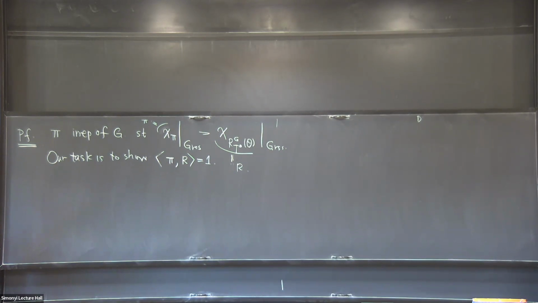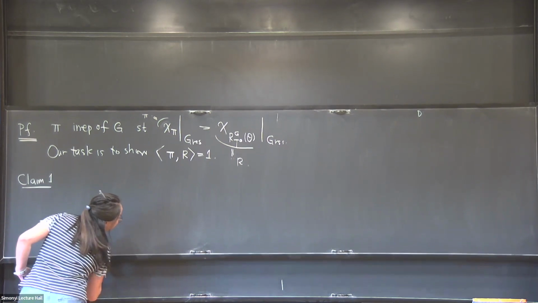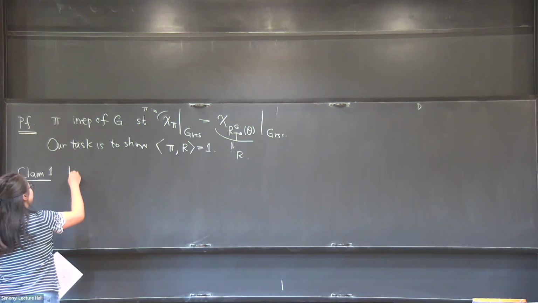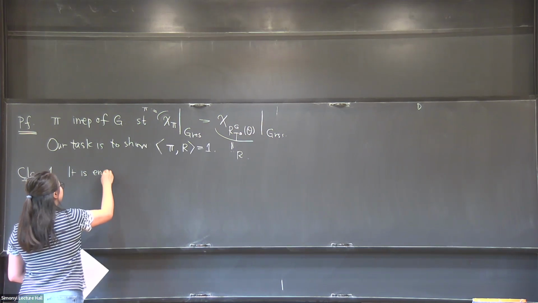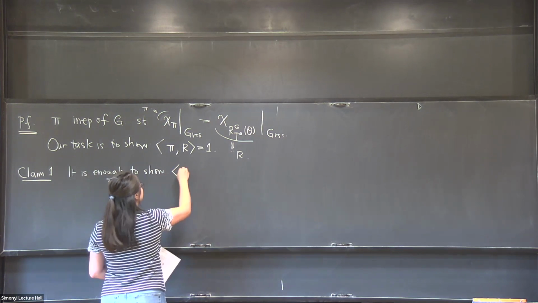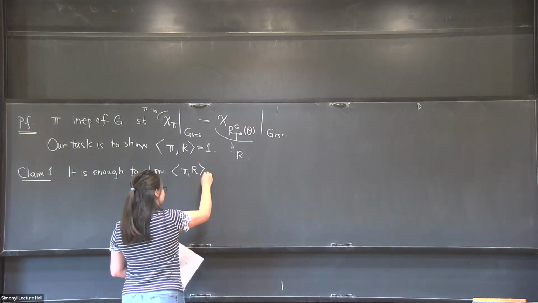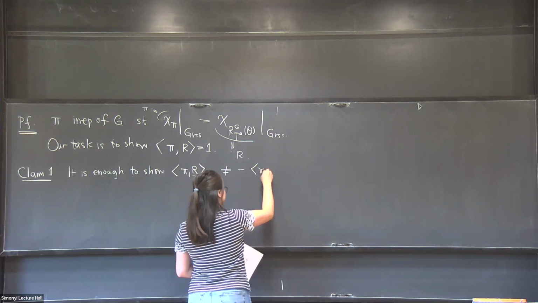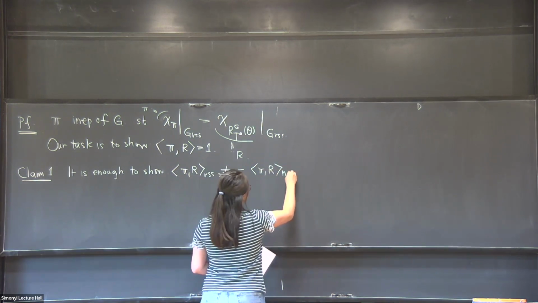So we'll have 3 claims. I just tell you that too, so you have a feeling of how far we've gotten. So claim 1 is a rephrasing of this thing. Claim 1 is, it is enough to show that this thing on the regular semi-simple part is not the same as minus this thing on the not regular semi-simple part.